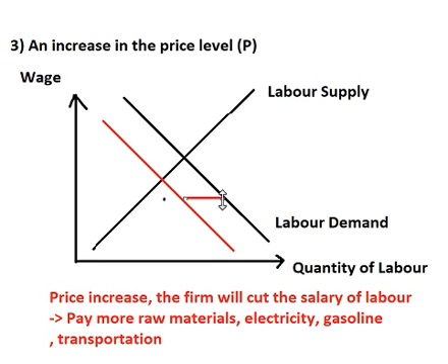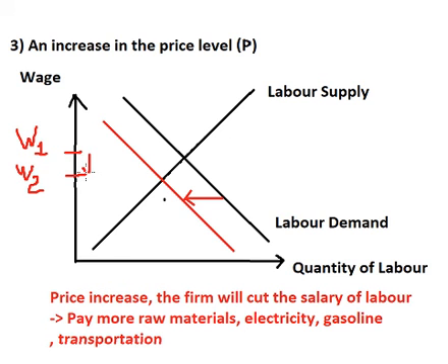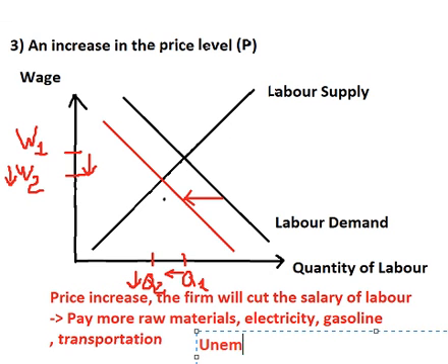So the demand shifts to here. The wage goes down from this point to this one, and the quantity goes down too. So the wage decreases, the quantity decreases, and that means unemployment increases. Now let's go to the next one.